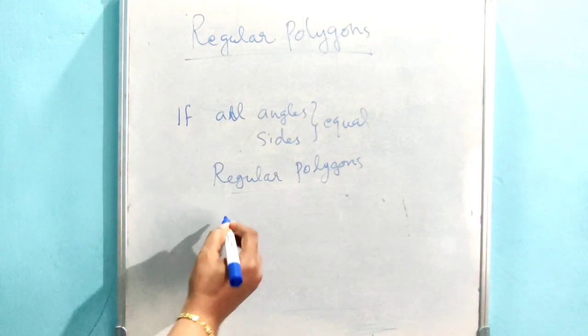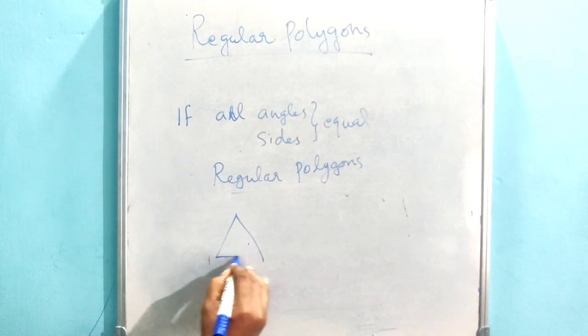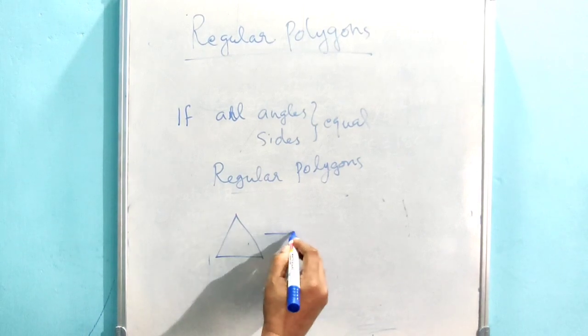Then in a triangle, if all angles and all sides are equal, it has a special name. What is it?